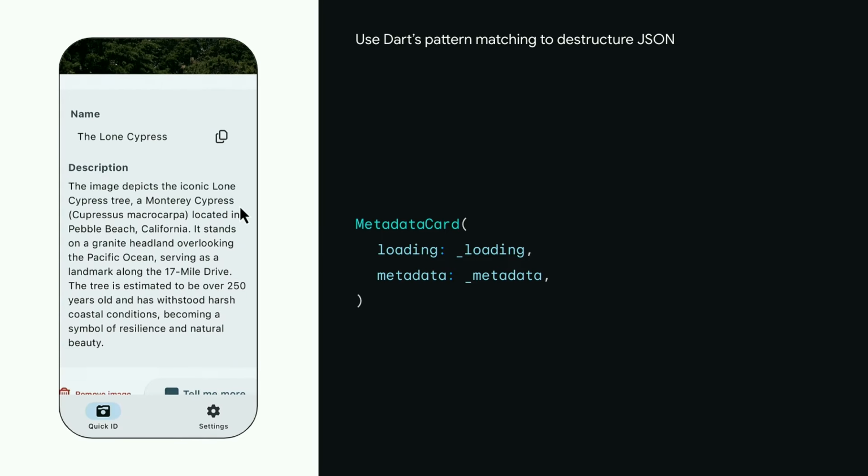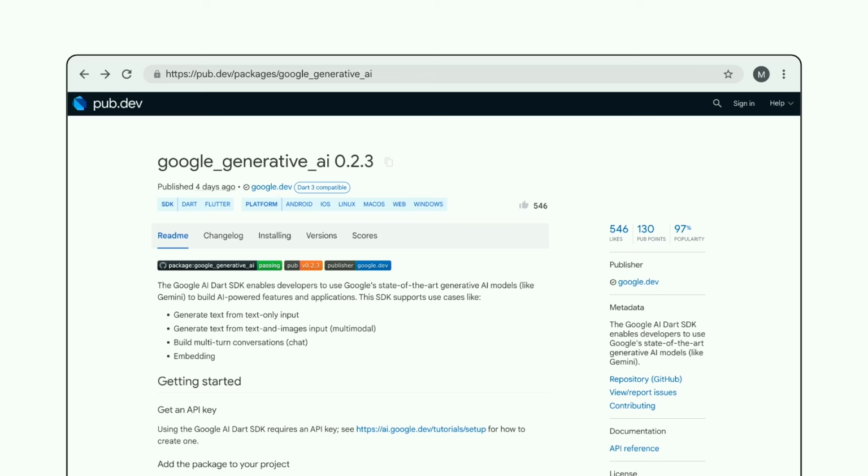And if you're familiar with the Google Generative AI package, you're probably thinking that this code looks really, really familiar. That's because Vertex AI for Firebase Dart SDK is built on top of the Google Generative AI package. Different endpoints, but similar structure. The best part is, if you're already familiar with the Google Generative AI package, you'll be right at home with Vertex AI for Firebase Dart SDK.